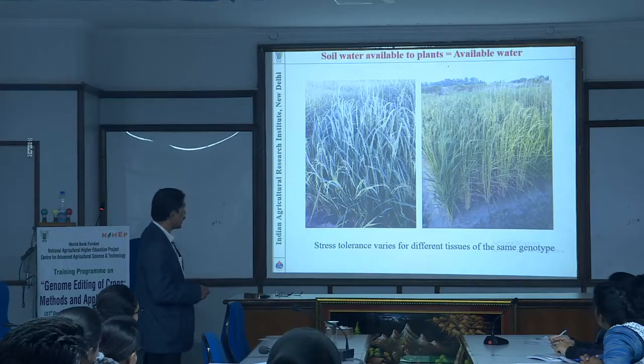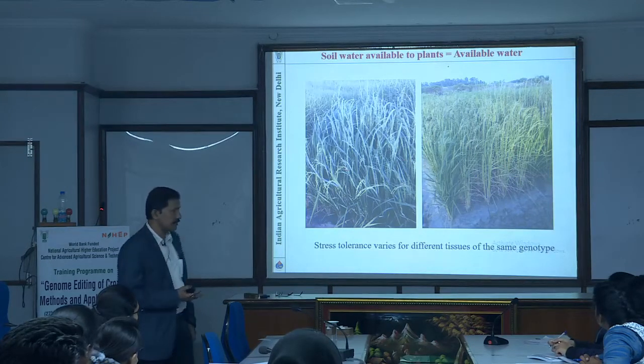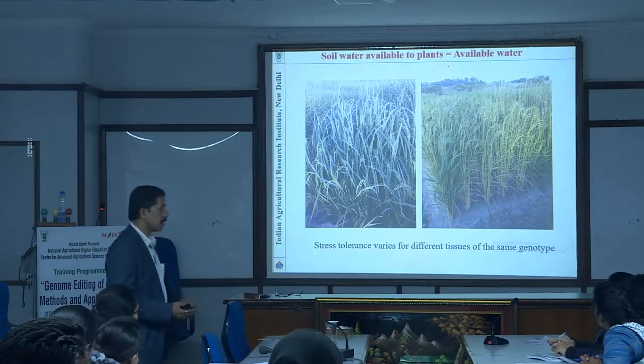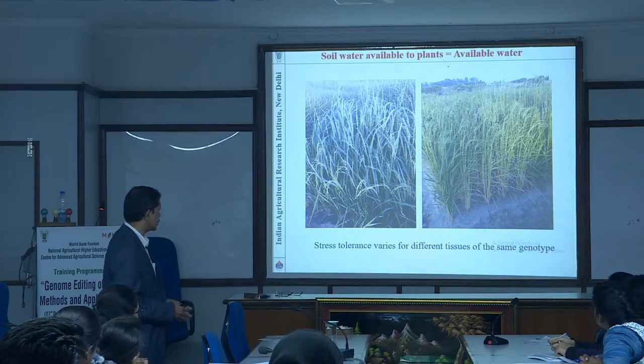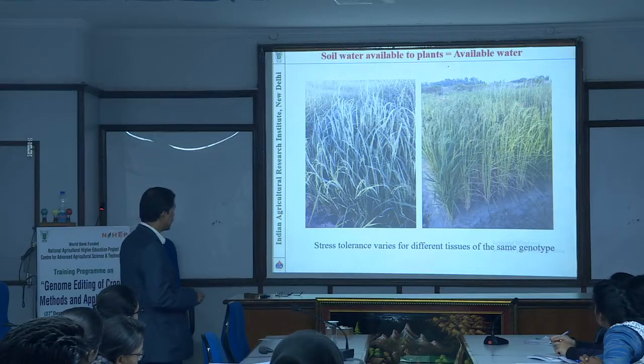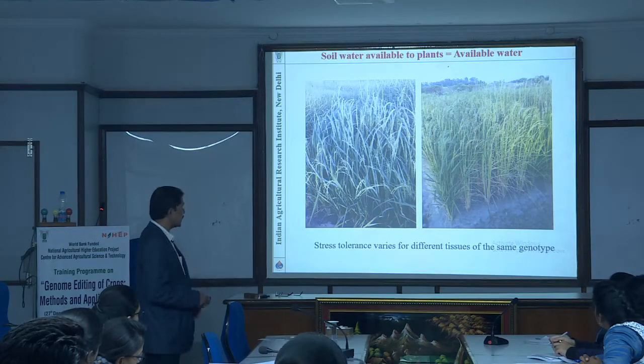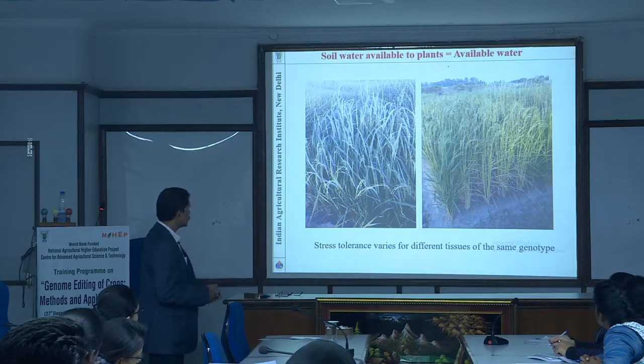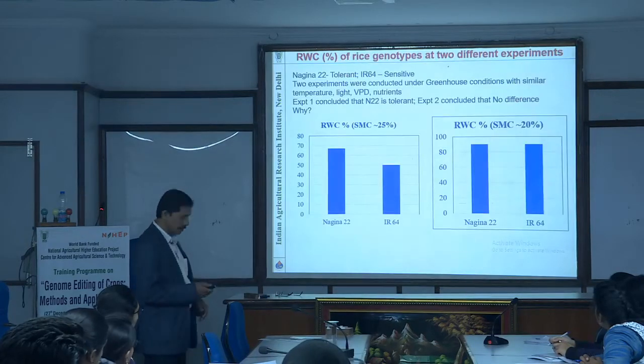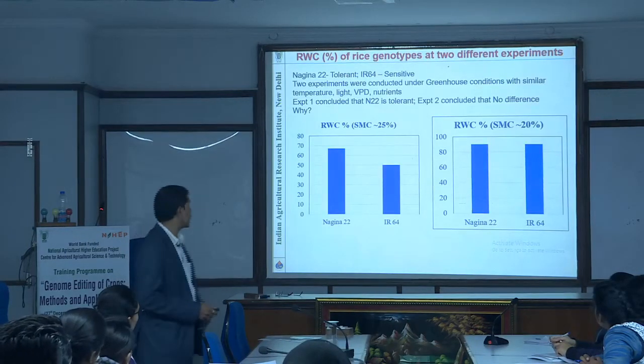So when you analyze tolerance, you have to analyze it stage-wise. Some genotypes may be tolerant at the seedling stage, or some may have tolerance at the vegetative stage, but at the reproductive stage they may or may not be tolerant. So you have to identify genes that work at different tissue levels and different growth stages, so that you will have genes that are useful for genome editing.